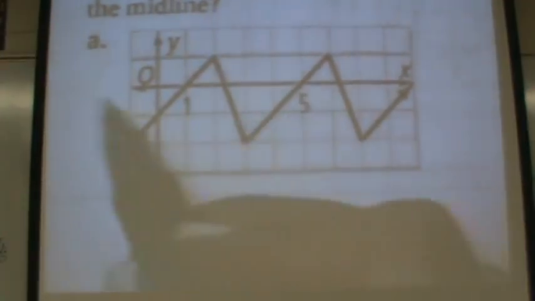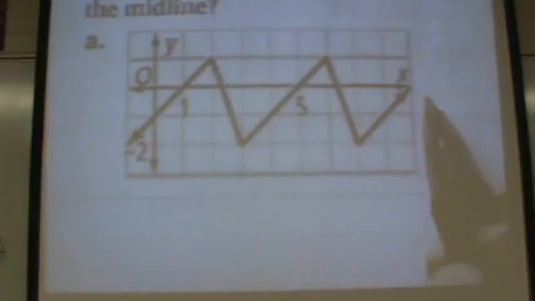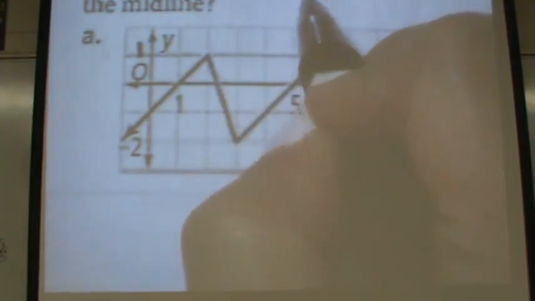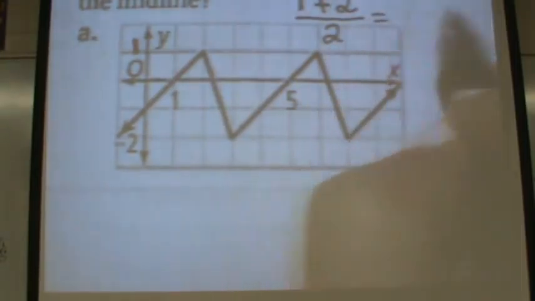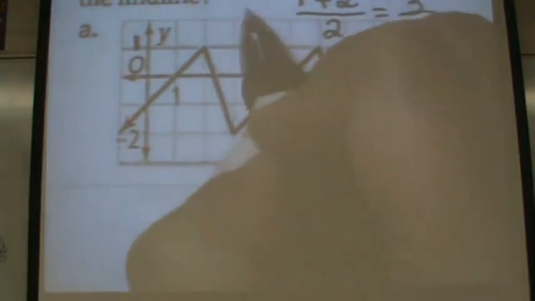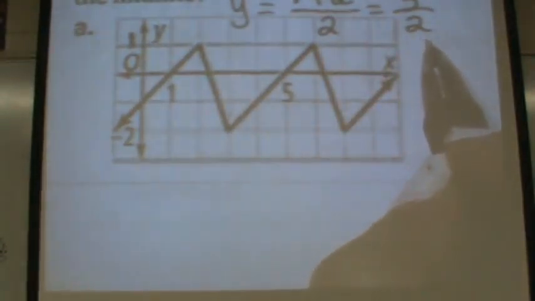Can anyone tell me what the midline of this is? What's the highest? 1. And these are going by ones. This is a 1, this is a 1, and the lowest, which is -2. What do we do with those two numbers? You add them, divide by 2. So 3/2, that's your midline. So your midline is 1.5.